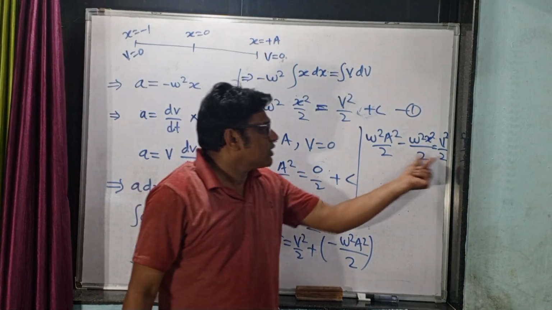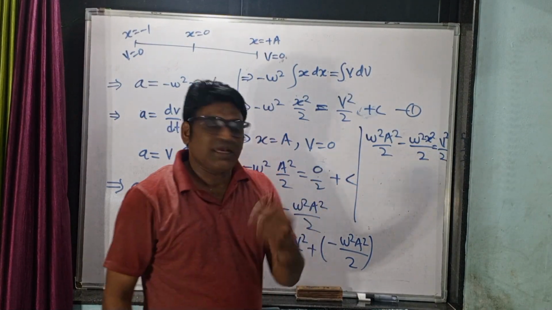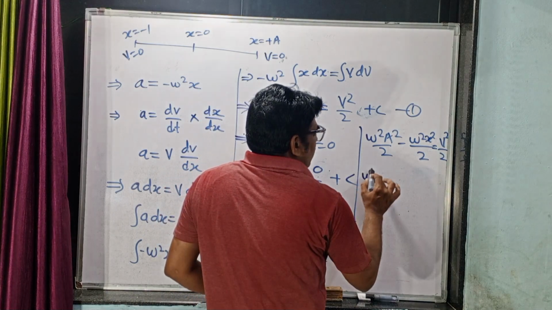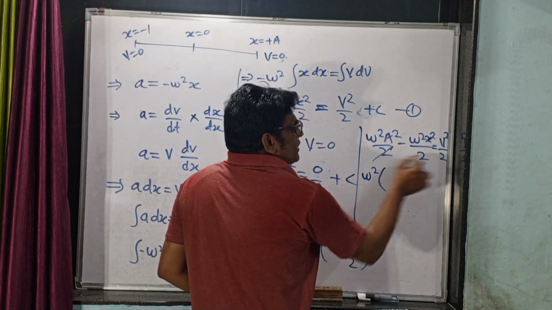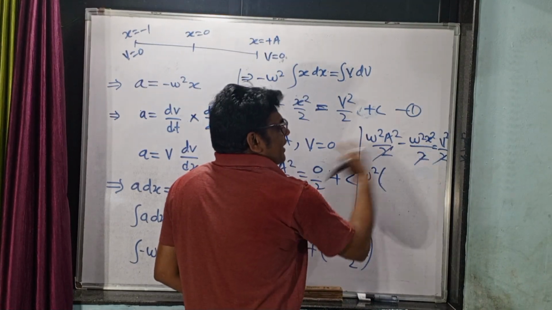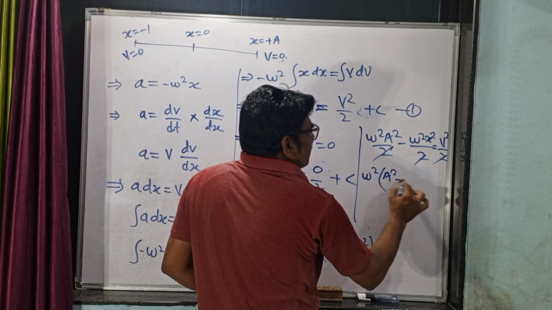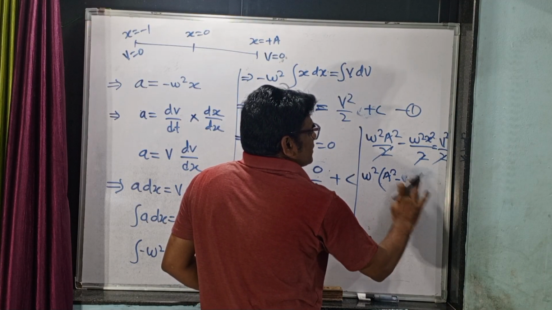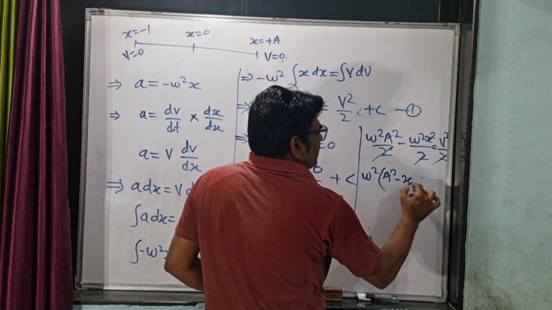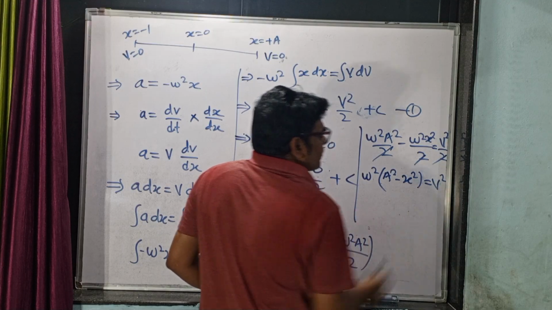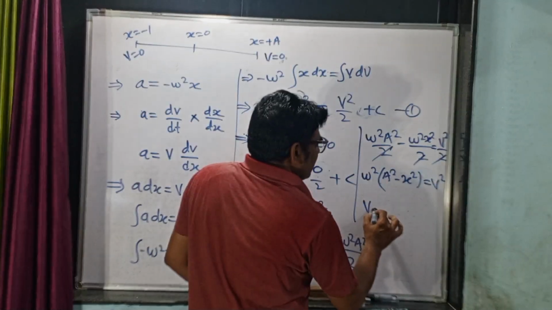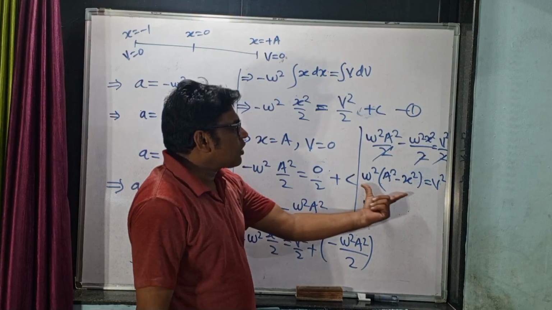2 here, 2 here, 2 here. So 2 you can take common and cancel. So finally what you will get? Omega square. This 2 gets cancelled. This omega square I can take out. So a square minus what remains here? X square is equal to V square. So this V square, V is equal to root of this.